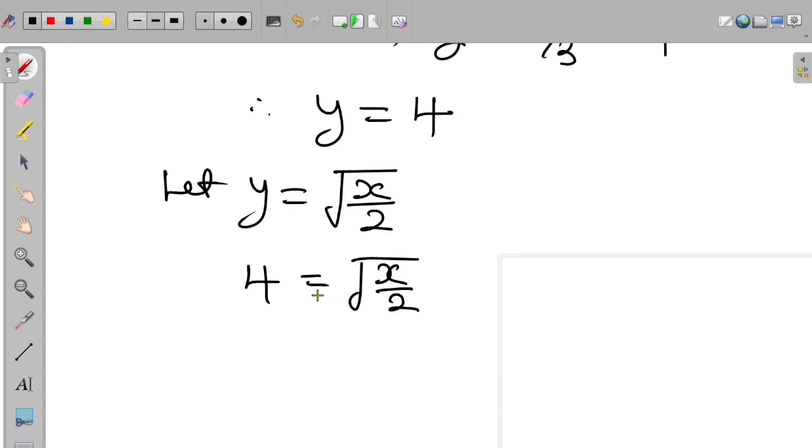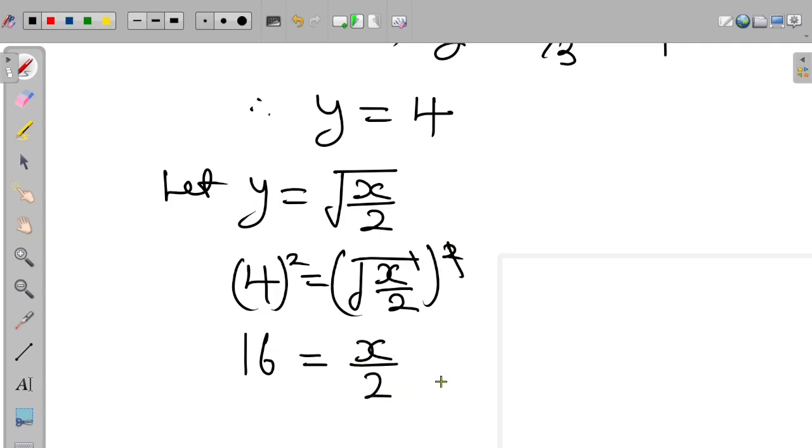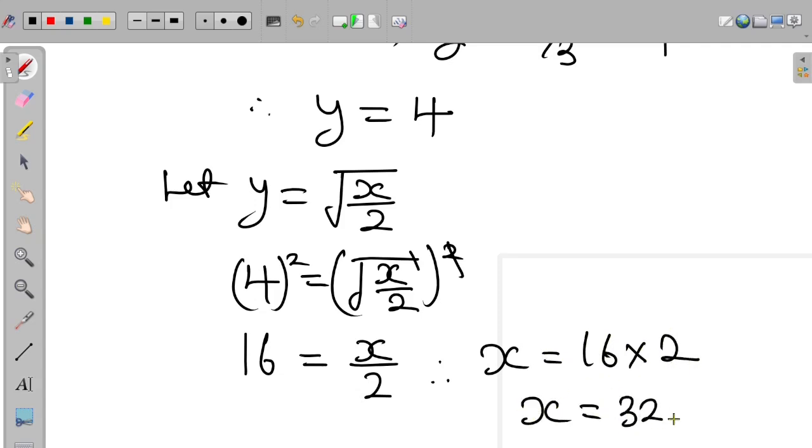So at this point, we can square both sides. So 4 squared is 16 equal to, we cancel out the root, so we have x divided by 2. So therefore, we have that x is equal to 16 times 2. So x is equal to 32.